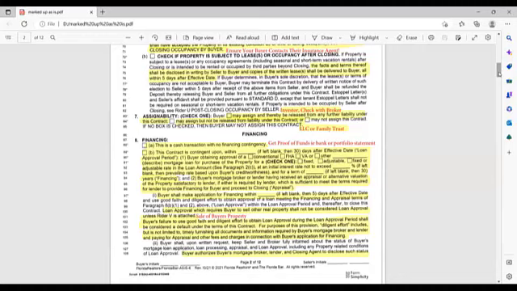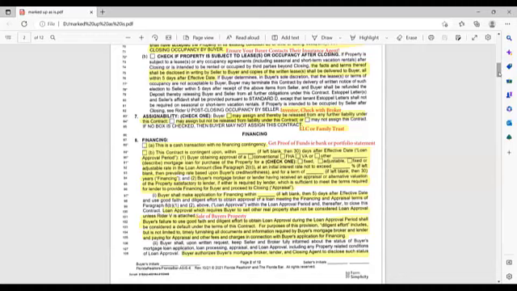Moving down to assignability, we're going to check 1. The buyer may assign and thereby be released from further liability under this contract. This is likely an investor who, for example, may think he can purchase this property under this contract for $100,000 and resell the contract before it closes for an additional $20,000, giving himself a profit of $20,000.